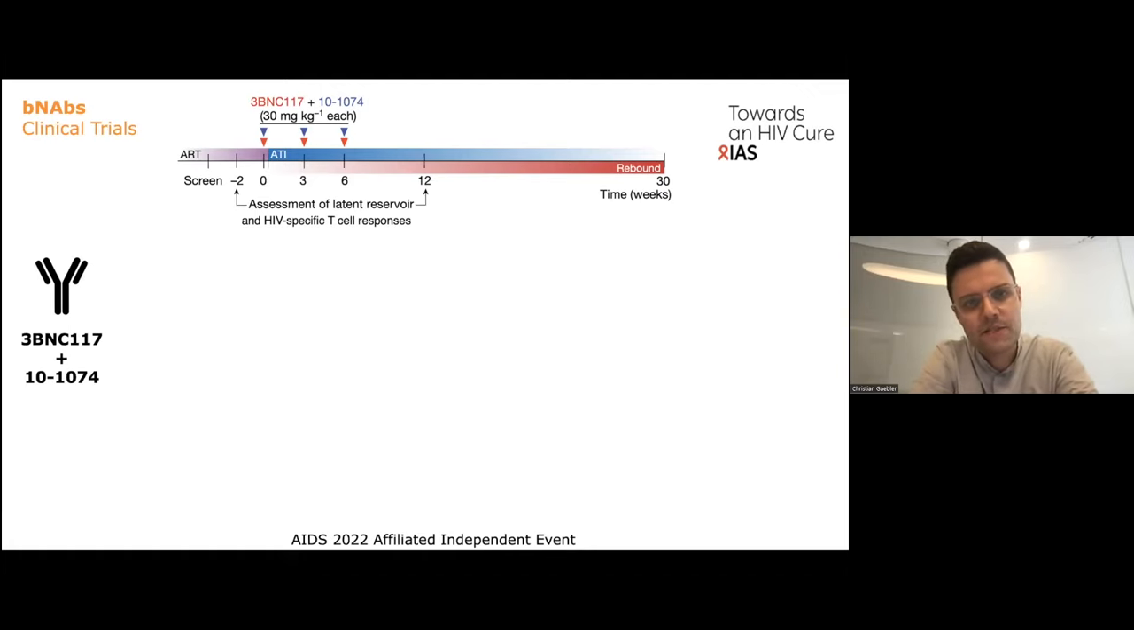In this study, roughly 15 participants were enrolled, people living with HIV who had been chronically infected, and they received three antibody infusions of the combination of these two antibodies. Then they entered a phase of analytical treatment interruption, and a baseline sample was taken before the therapy. In case they reached the week 12 time point, another leukapheresis sample would have been taken.